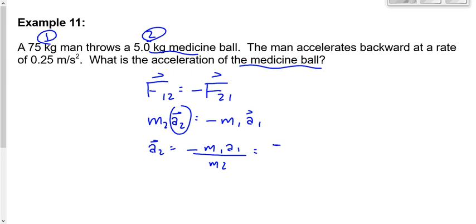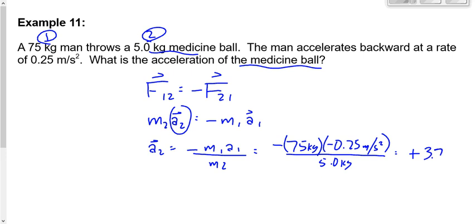Negative 75 kilograms. That's not a negative mass, right? You can't have a negative mass. It's just a negative in front of the whole thing. Times A1. The man accelerates backward at 0.25. We're going to make that negative 0.25 because it's backwards. Divided by M2, which is 5.0 kilograms. 75 divided by 5 is 15. 15 times 0.25 is 3.75, and it's positive because a negative times a negative is positive.